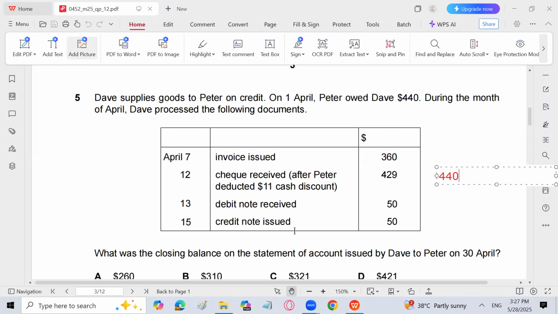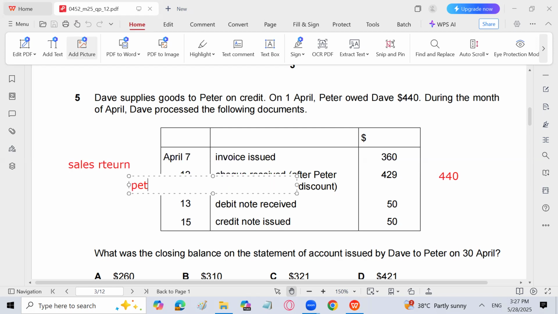Debit note received and credit note issued. Always remember, when you are a seller, selling goods, then the return will go for a credit note issued, right? So 50, you will take only one amount from this 50, because we are receiving a debit note and we are issuing a credit note. So the note issued by Dave is the credit note issued. If you want to pass the entry, I can do that for you. Sales return is going to be debit and Peter is going to be credit. So Peter is credit in the return. So it's going to be credit note issued 50.